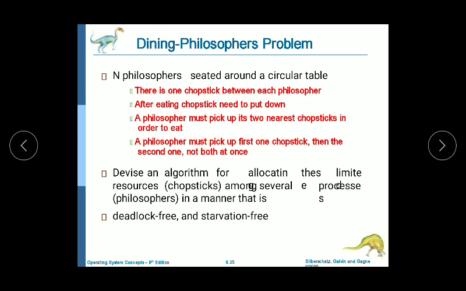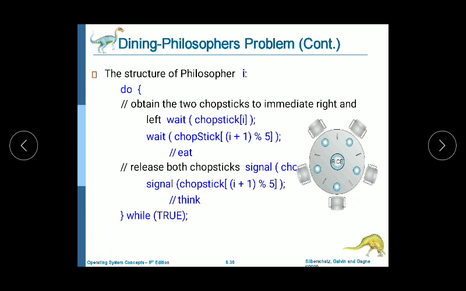One simple solution is to represent each chopstick with a semaphore. A philosopher tries to grab a chopstick by executing a wait operation on that semaphore. She releases her chopstick by executing a signal operation on the appropriate semaphores. Thus, the structure of philosopher i is given here. An infinite do-while loop. Obtain the two chopsticks immediate right and left.